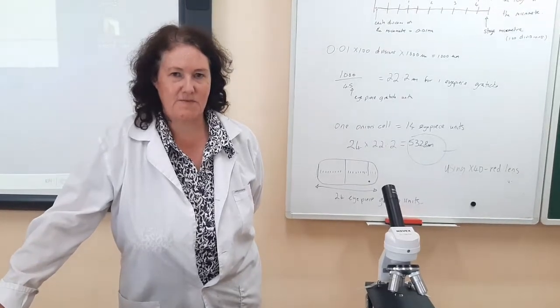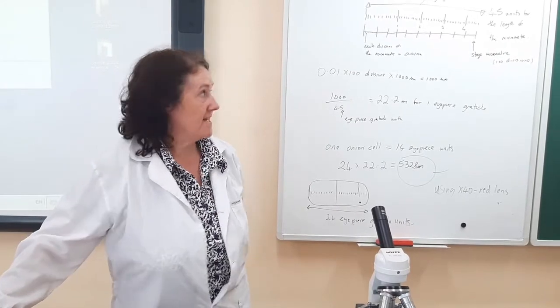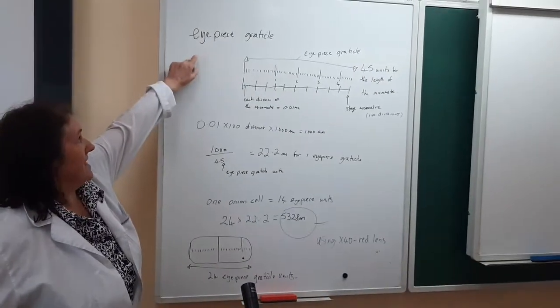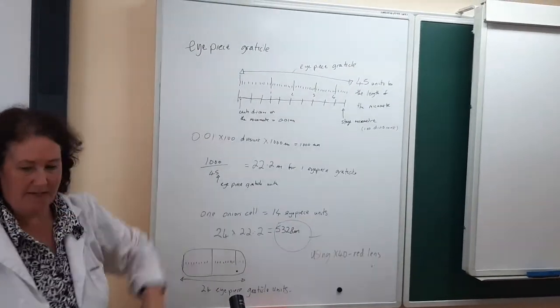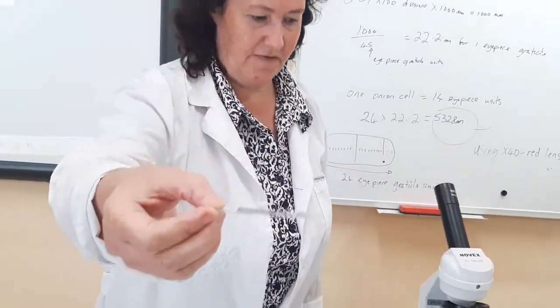In the previous lesson, we were measuring cells using the field of view. In this lesson, we're going to measure cells using the eyepiece graticule and a stage micrometer. This is our stage micrometer, and I'll send you a photograph of this.